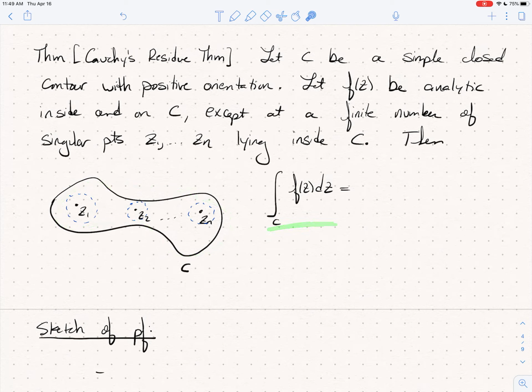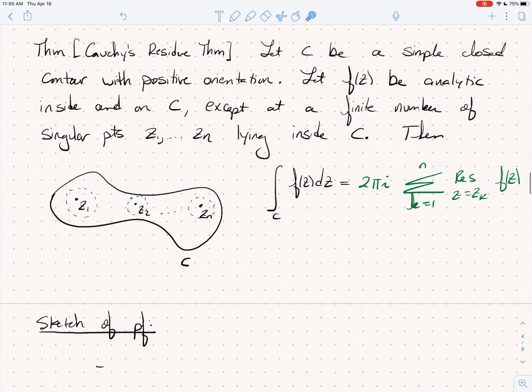Then the integral of f of z dz is just 2 pi i times the sum, k equals 1 to n, of the residue at z equals z sub k for f of z. So it's quite literally 2 pi i times the sum of the residues at each point.